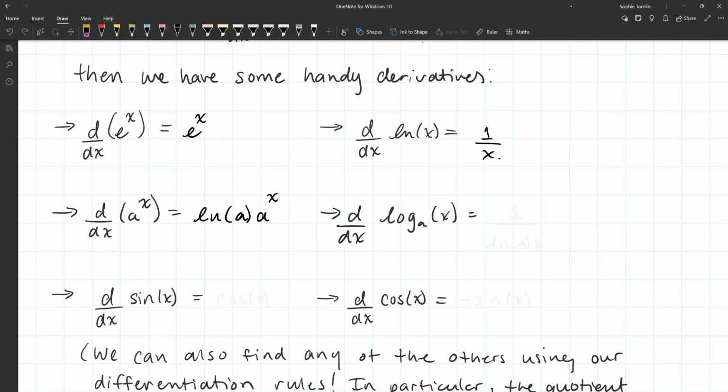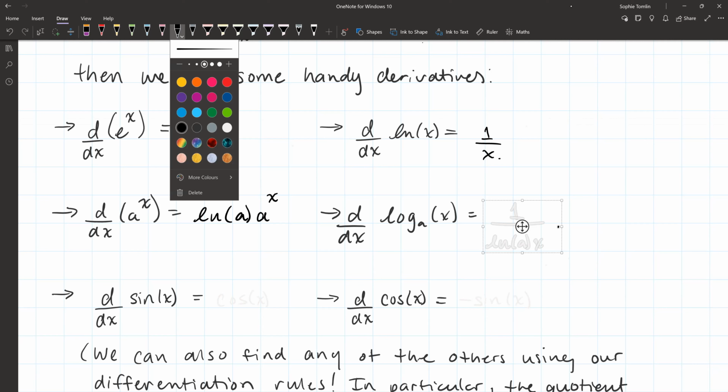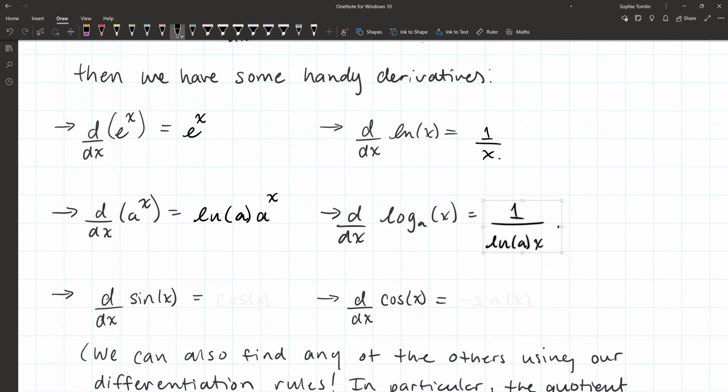And then over here, when we have the derivative of logarithm base a, we still have that sneaky factor of ln a. So we have 1 over ln a times x. And again, here, when we would have ln e, which is just 1, we don't actually write that factor.